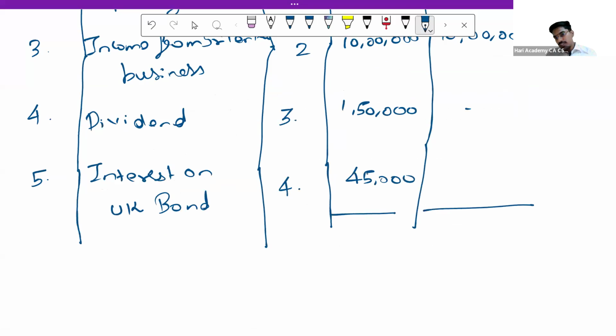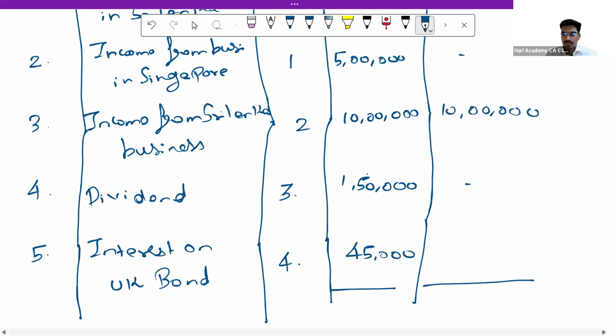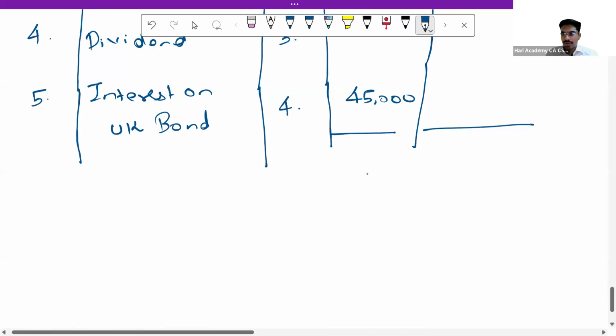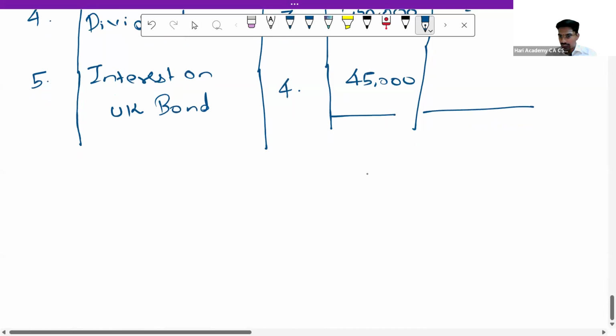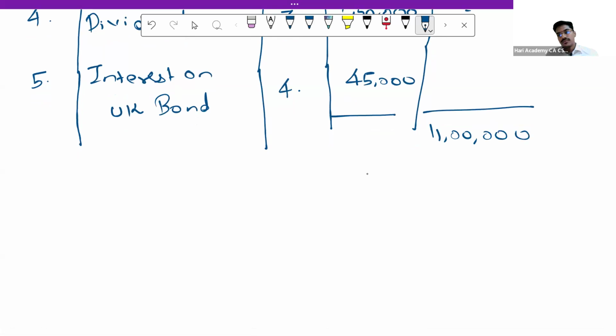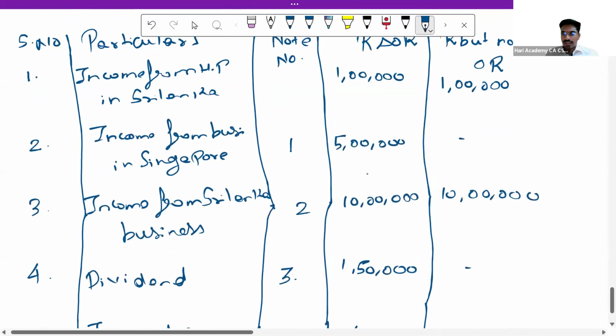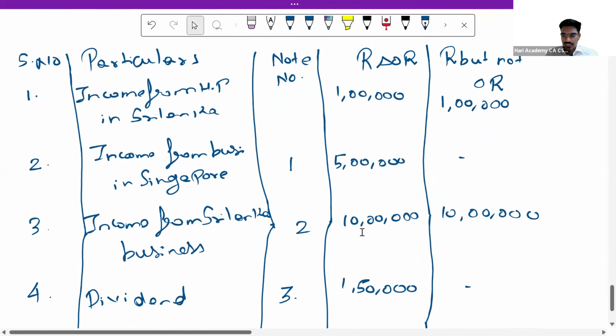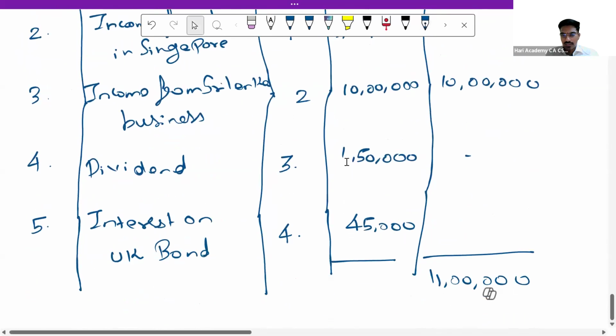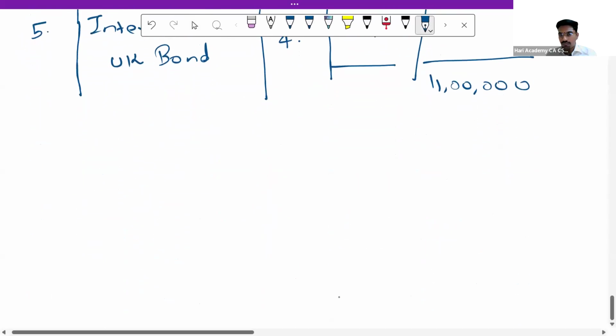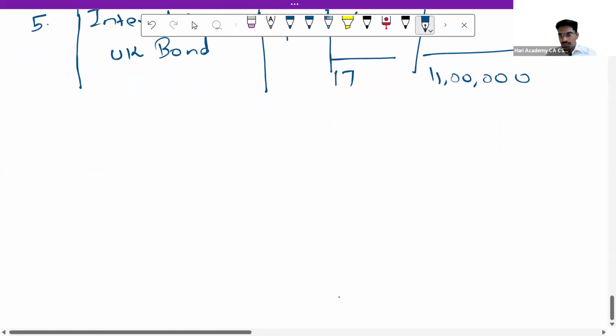So you just need to put the totals. For resident but not ordinary resident, it is going to be 11 lakhs. For resident and ordinary resident, it is going to be 17 lakhs 95,000. This is the total.